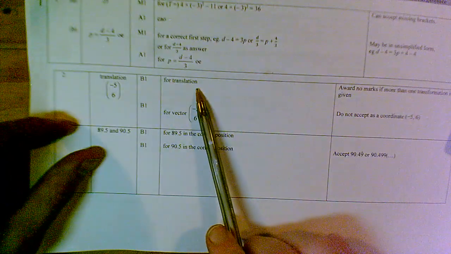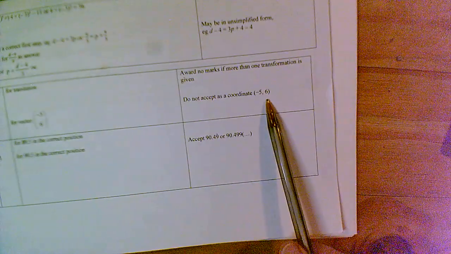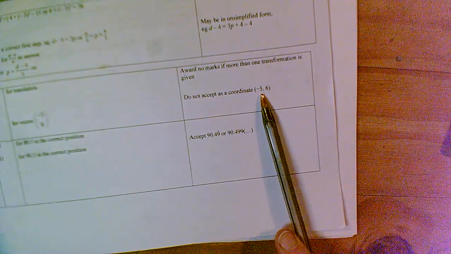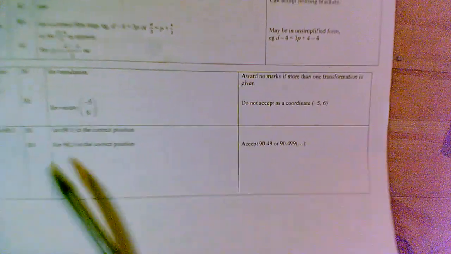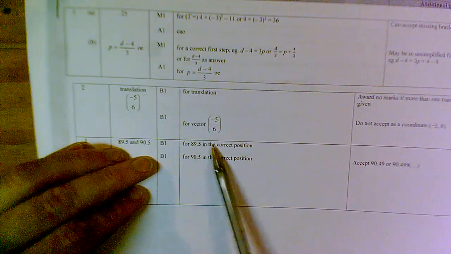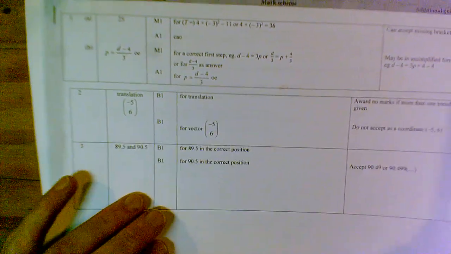A quick note on the mark scheme for these two then. One for writing the word translation, one for writing that it's a vector, which cannot be given as a coordinate, and it also has to be written as a vector. Second one, nice and simple, just 89.5 and 90.5.